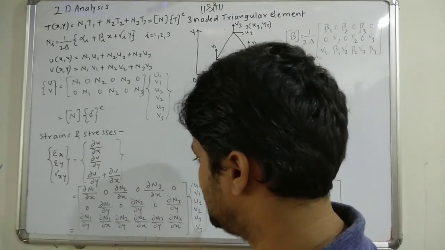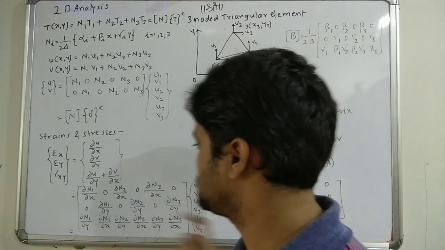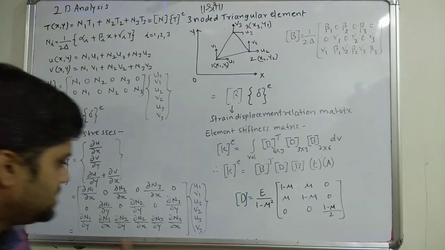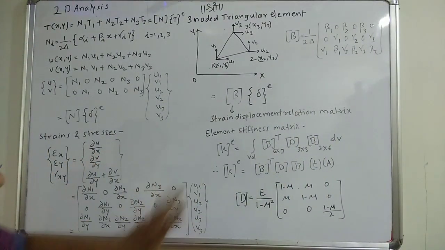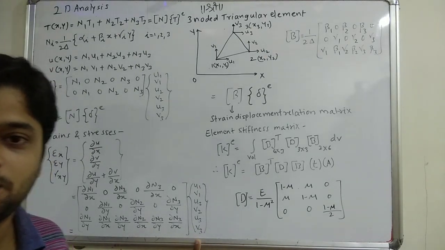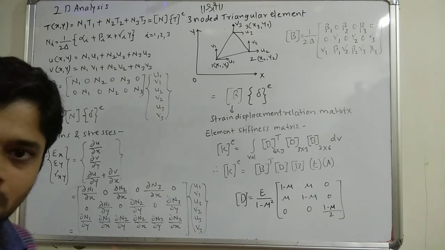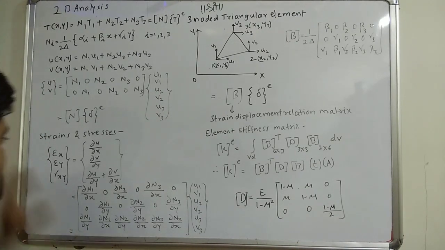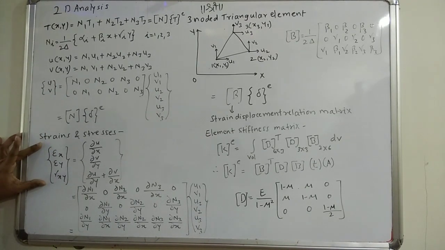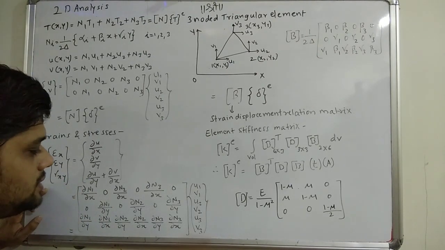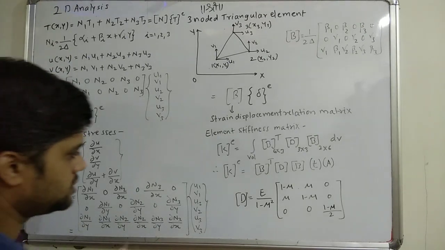So what is this? This is 3 rows and 6 columns, so this is a 3 by 6 matrix, multiplied by a 6 by 1 matrix. So eventually it will give me a 3 by 1 matrix, which is what I have got on the left hand side: 3 rows, 1 column. So I'll just write the orders over here.